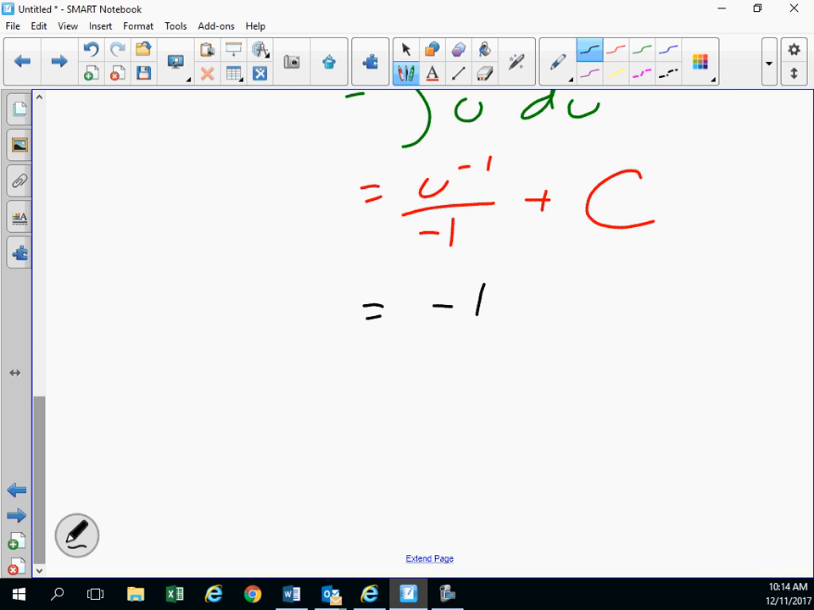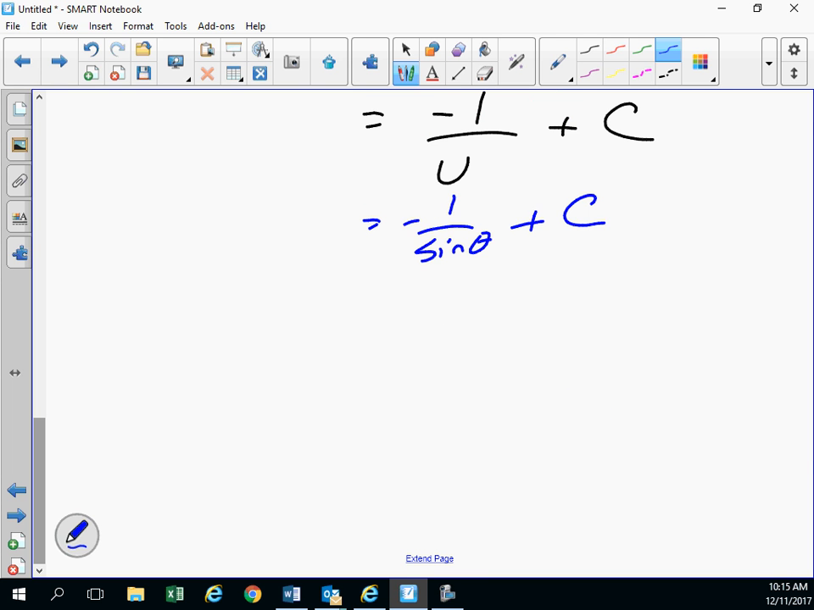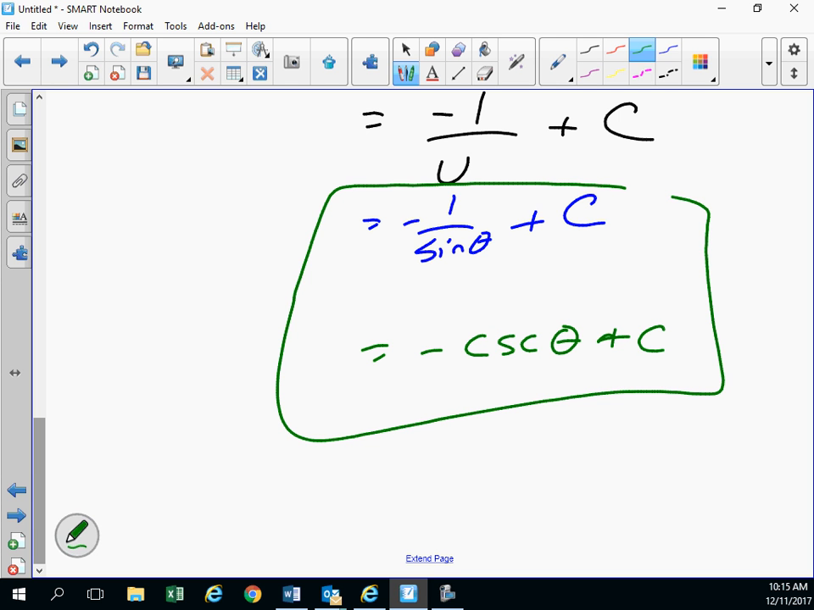I'm going to rewrite this as negative 1 over u plus c. Because it's not a definite integral, it doesn't have numbers on it, I have to plug back in. What was u again? Sine theta. I have a question. Can I rewrite 1 over sine theta as something? Can't I rewrite it as negative cosecant theta plus c? Hey, isn't this the exact same answer that I got before?